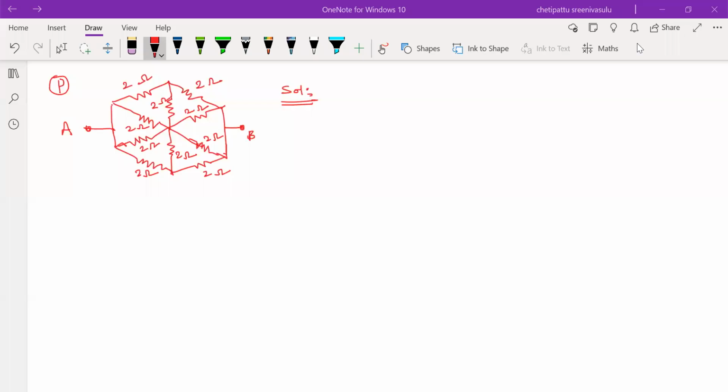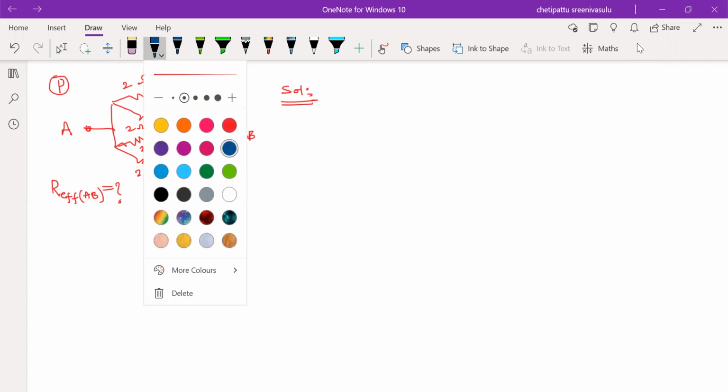Hi students, this is one of the circuits from current electricity. How to solve this circuit? The question is, what is the effective resistance across AB? So this is how to solve. For that, you look at this circuit.